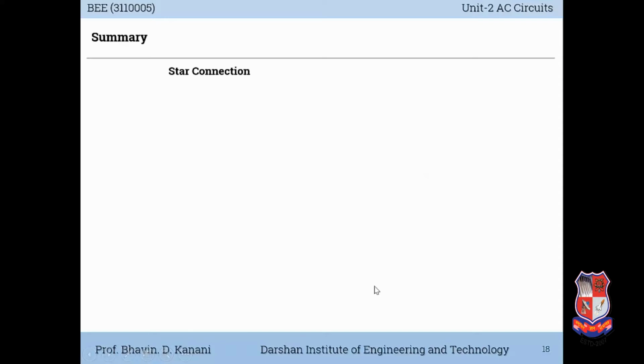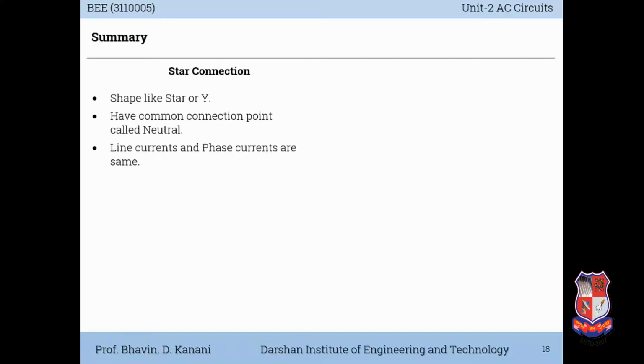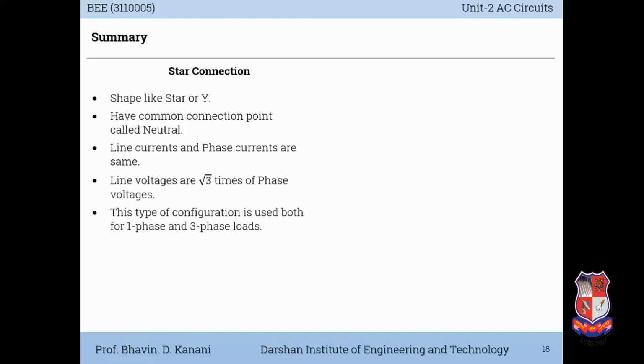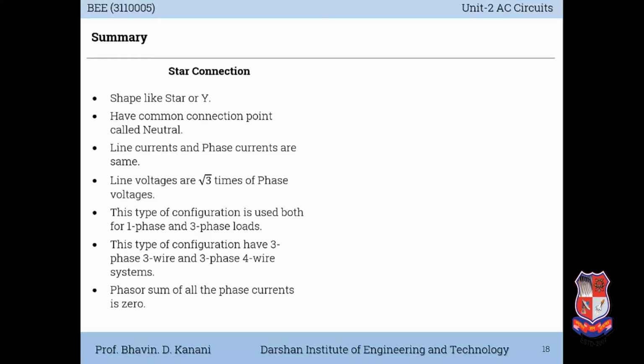लास्ट में एक समरी देखते हैं। Let us, for star connection, it shapes like star and Y, it has common connection point called neutral, line currents and phase currents are same, line voltages are √3 times of phase voltages. This type of configuration is used both for single phase and three phase loads. This type of configuration has 3-phase 3-wire and 3-phase 4-wire systems. In star configuration, phasor sum of all the phase currents is 0.